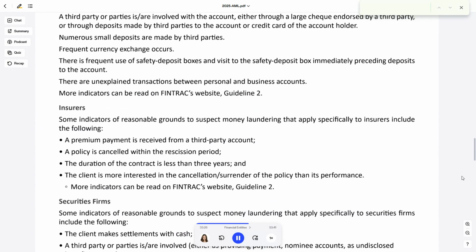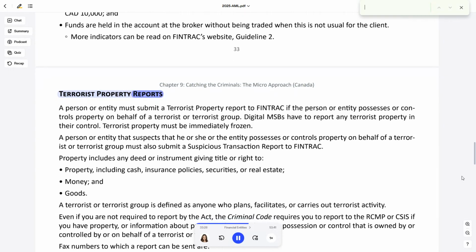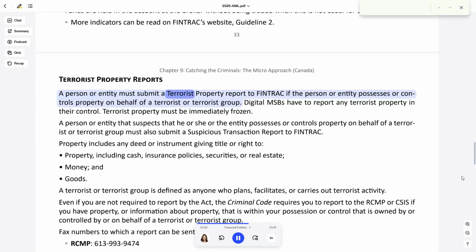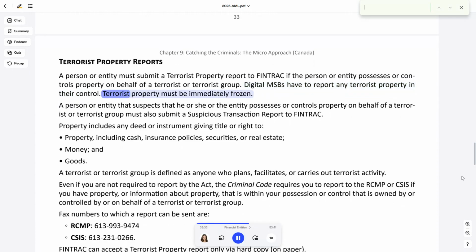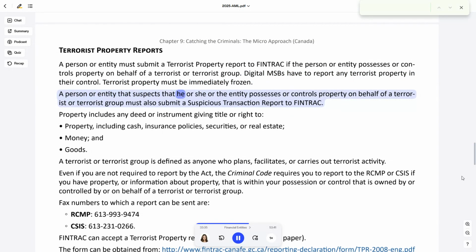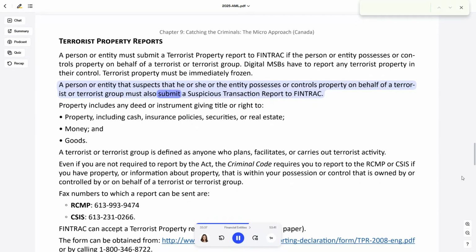33. Chapter 9. Catching the Criminals. The Micro Approach. Canada. Terrorist Property Reports. A person or entity must submit a terrorist property report to FINTRAC if the person or entity possesses or controls property on behalf of a terrorist or terrorist group. Digital MSBs have to report any terrorist property in their control. Terrorist property must be immediately frozen. A person or entity that suspects that he or she or the entity possesses or controls property on behalf of a terrorist or terrorist group must also submit a suspicious transaction report to FINTRAC.